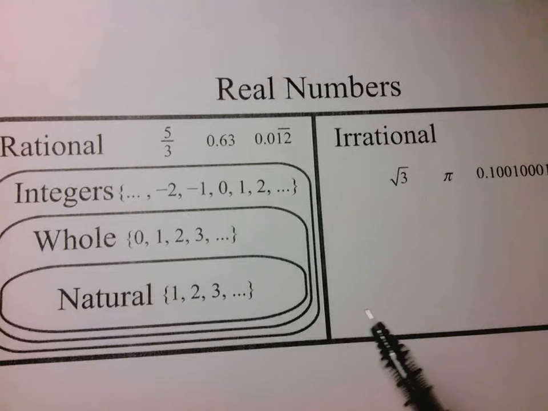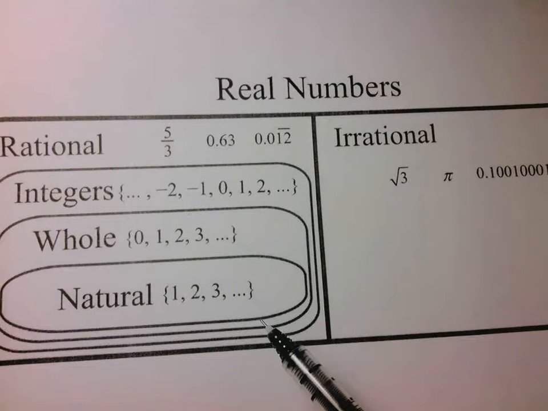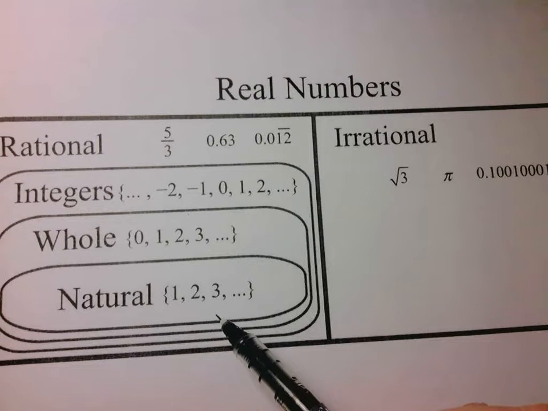Now, you do have these other subsets of rational numbers that you do need to memorize. So down here we have natural numbers, which are also known as our counting numbers. And the reason why they're called counting numbers is because this is how we learn how to count when we are young children. When we're learning how to count, we start at 1, 2, 3.